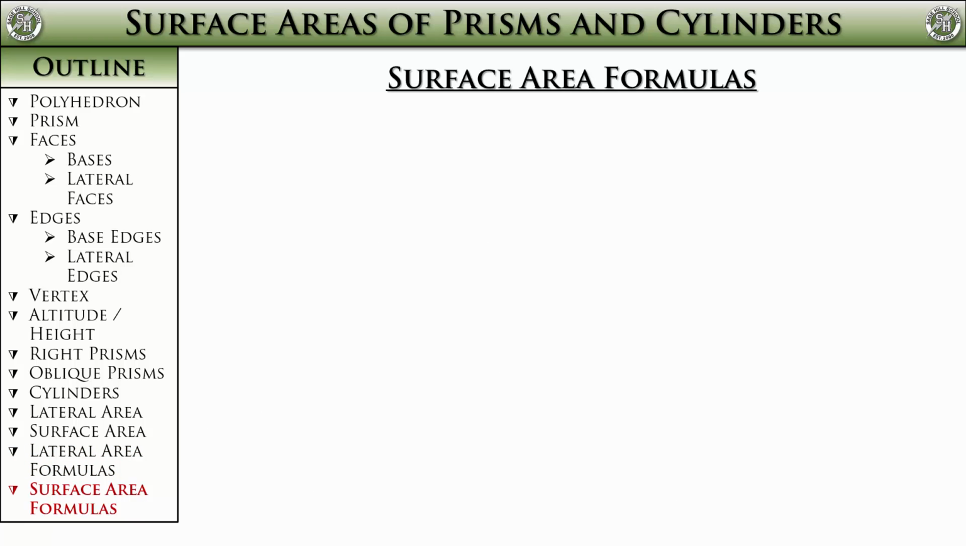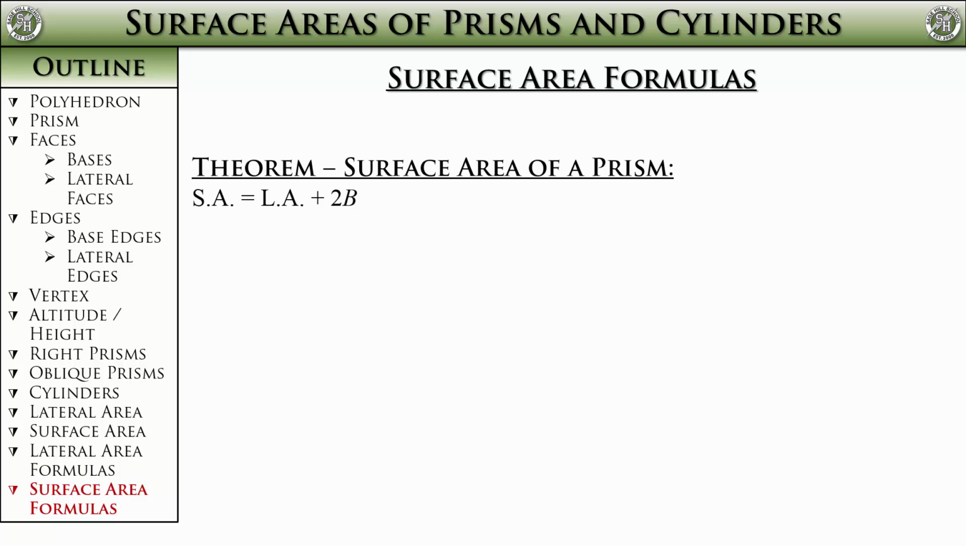Now we get to surface area. When I introduced surface area, I said it was the area of all sides, the lateral area, and both bases. That is literally the formula. To find the surface area, you first take the lateral area, and then you add in 2B. What does capital B stand for? It stands for the area of one base. A prism has two bases, so we are adding in 2B, the area of two bases.